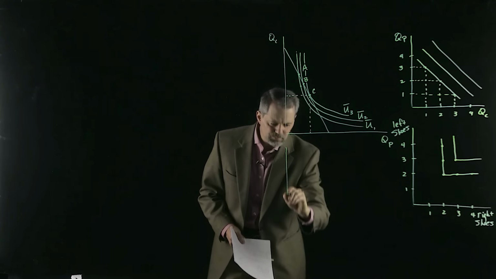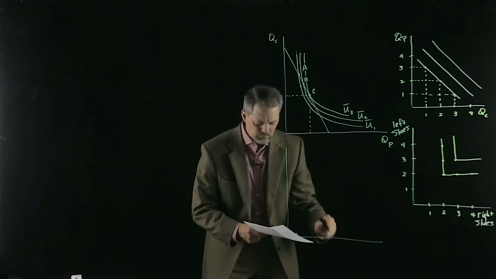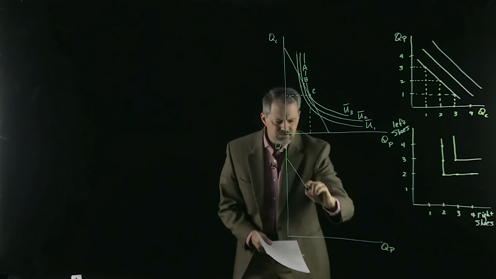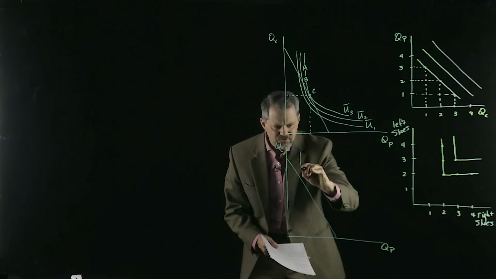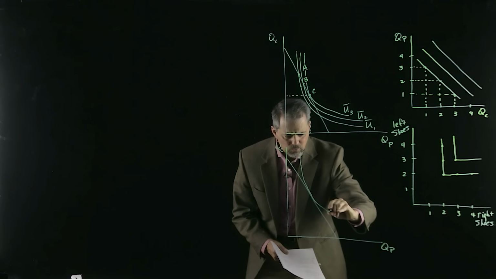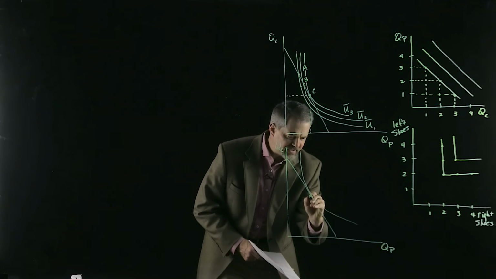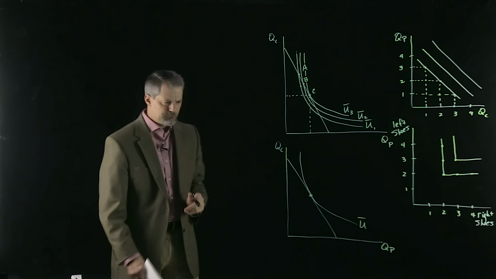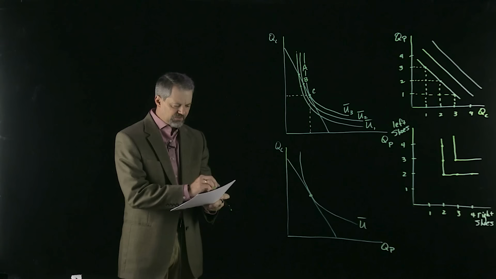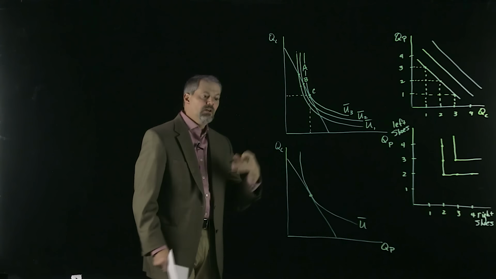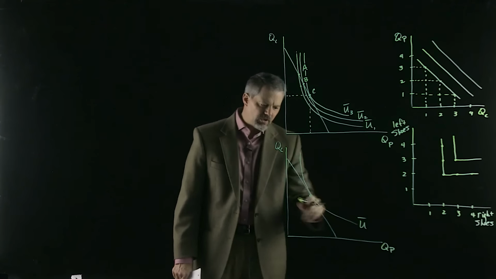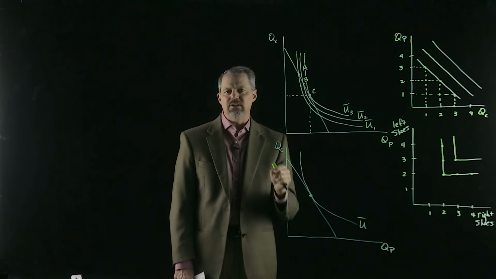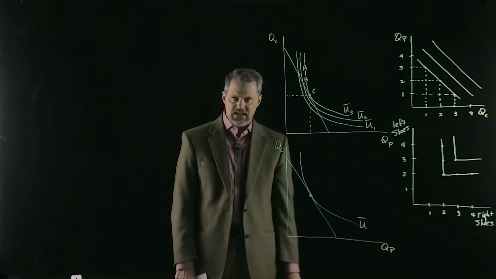Let me draw a simpler picture. Same thing, quantity of pizza, quantity of Cokes, we've got our budget constraint, and now we know that the consumer is going to choose the bundle where an indifference curve is just tangent to the budget constraint. That would be the bundle that maximizes utility. Notice that when this indifference curve and the budget constraint are tangent to each other, that means that at that point of tangency, the slope of each of them has to be equal.